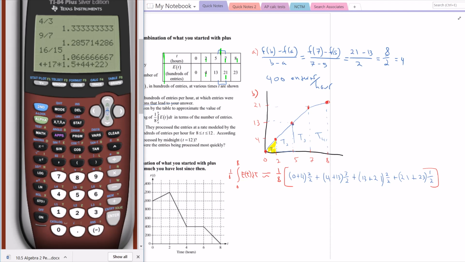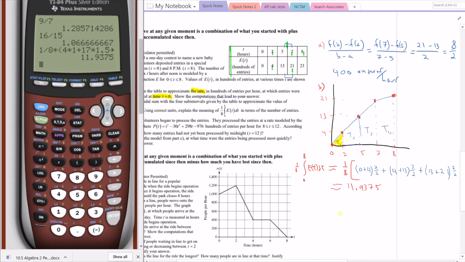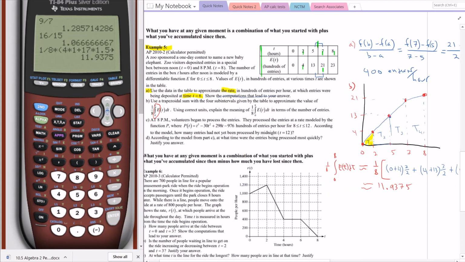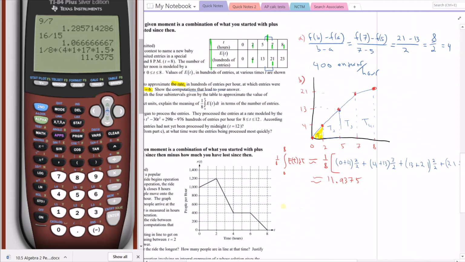And close those parentheses. And it looks like we get 11.9375. And then the hard part here is we need to explain the meaning and give it in terms of the number of entries, right?